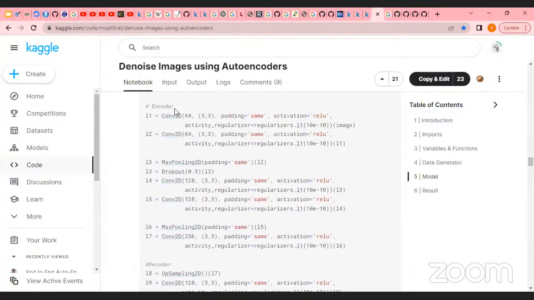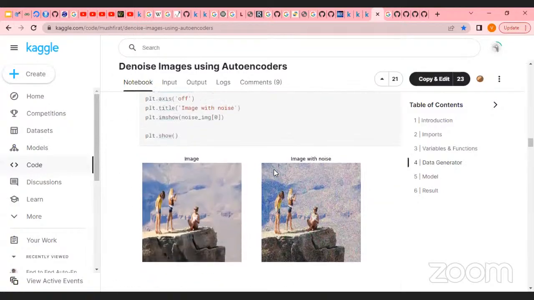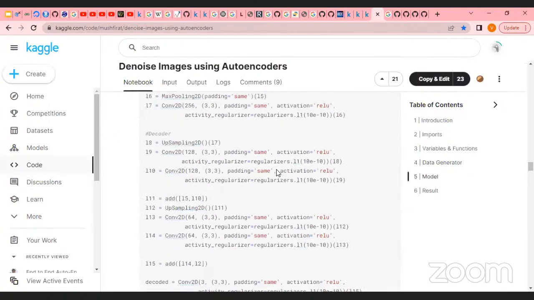This is called the encoder. It encodes this blurred image into a latent space, and from there the decoder decodes it. In the decoder, we first do upsampling, just to return the images in a better way. Then again the same convolution layers.